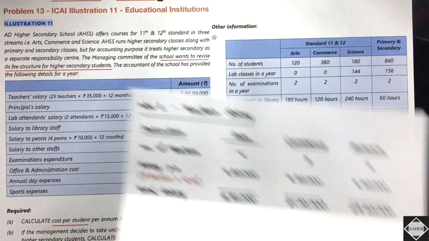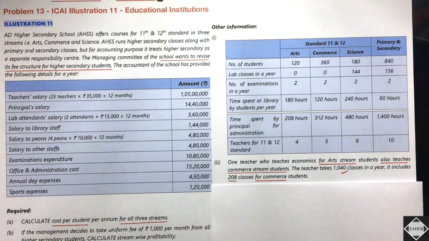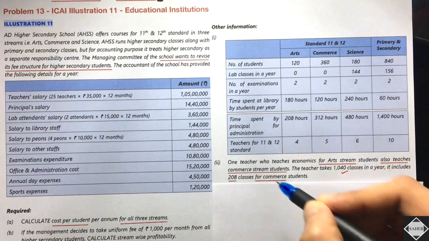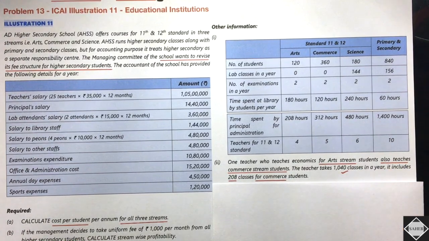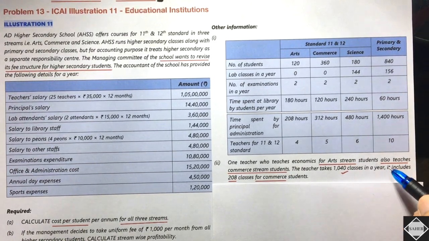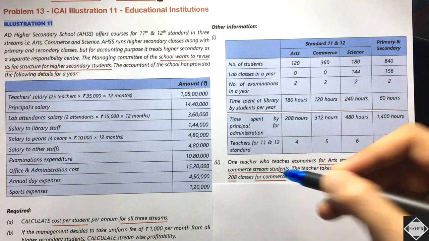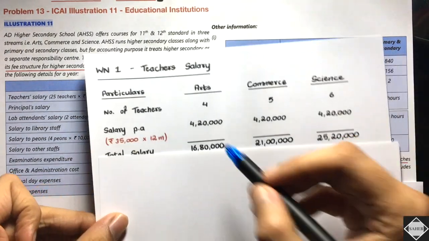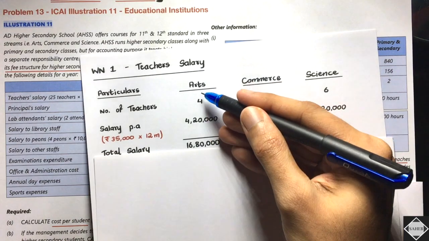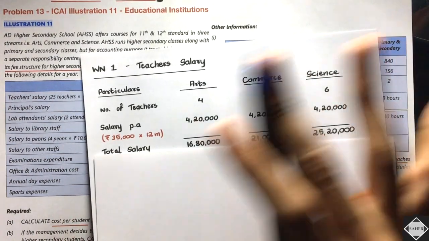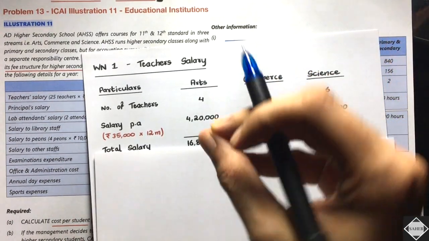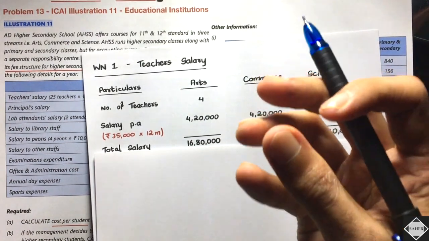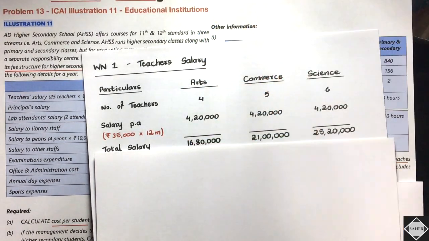But the adjustment says that this teacher also teaches commerce stream students. So that means that the entire 4,20,000 which has gone to arts is not right. It's not correct. Some of that also has to go to the commerce stream. Some of the cost also has to go to the commerce stream.